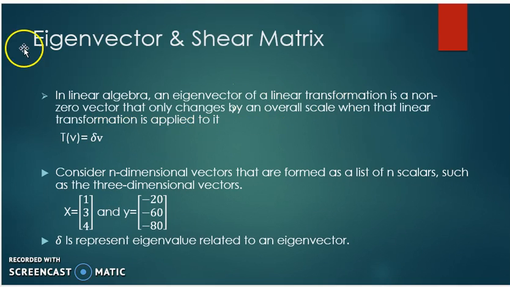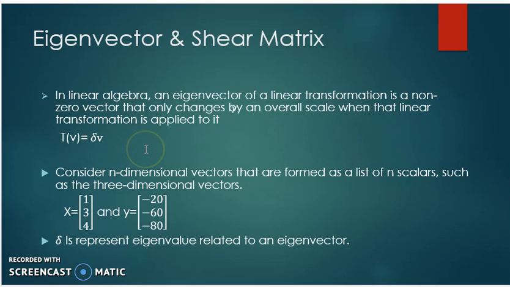First of all, let's know about eigenvectors. Generally, in linear algebra, an eigenvector of a linear transformation is a non-zero vector that only changes by an overall scale when that linear transformation is applied to it. Let's define it formally. If T is a linear transformation and v represents an eigenvector, in that case lambda shows an eigenvalue.